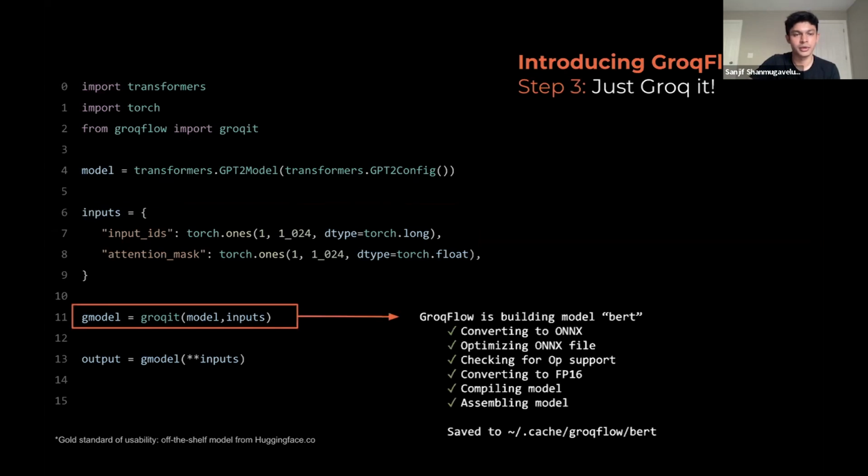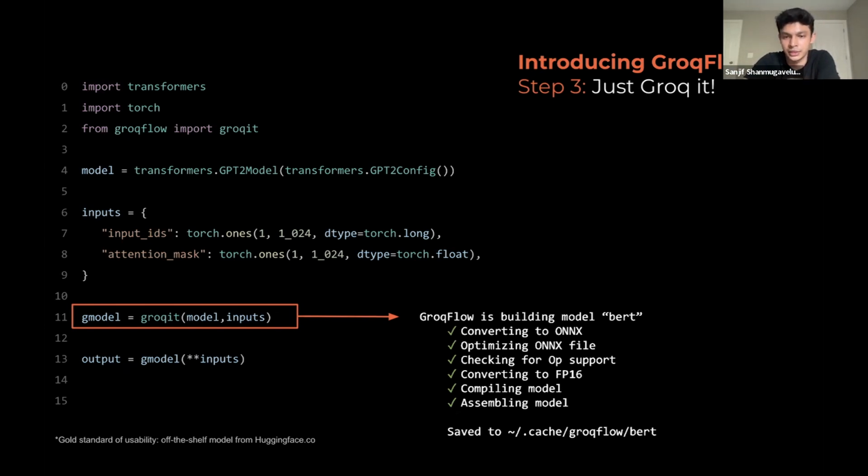All right, and then what you do after that is you just pass it into the API call, the Groqit API call. You pass your model and your inputs into it. And like we were talking about above, this effectively abstracts all of the steps you have to go through within our software stack. So this converts to ONNX. It also optimizes your ONNX file. In the hands-on session, we'll be looking at ONNX graphs and also the difference between an unoptimized and an optimized ONNX graph. And on the third step, we will check for ops support, on the Groq layer, whether we can support those ONNX operations.